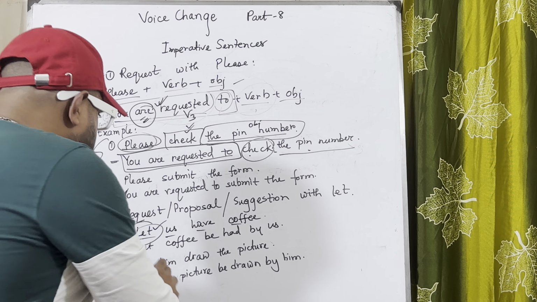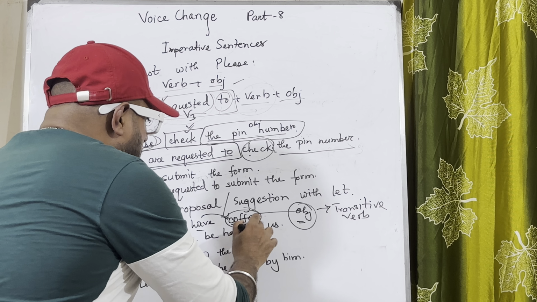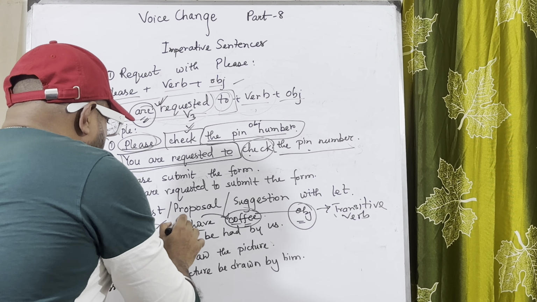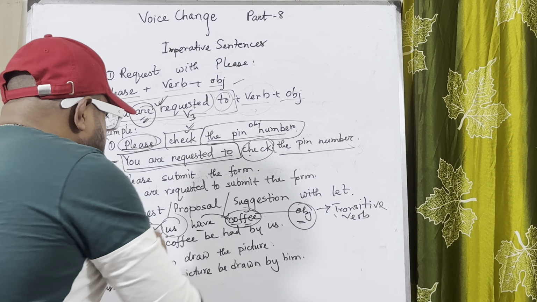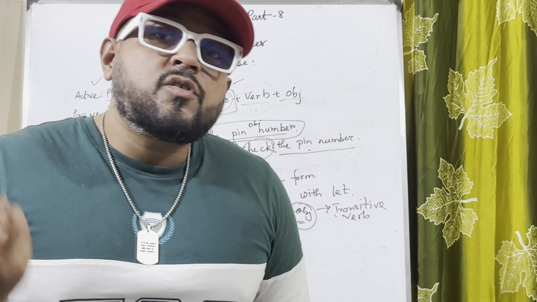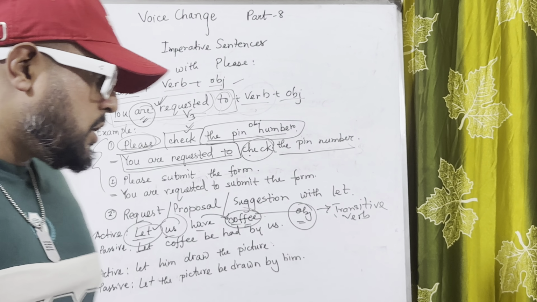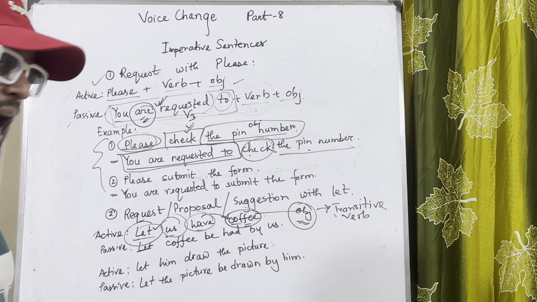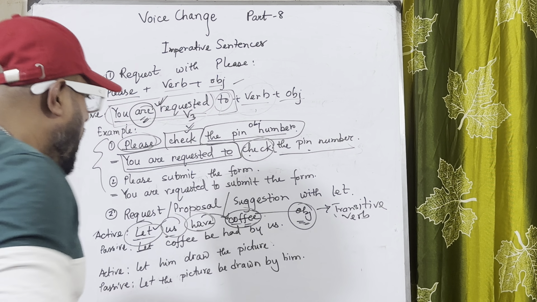Active voice always contains a transitive verb, and that transitive verb needs an object. So here "coffee" is the object of our transitive verb, and "us" in "let us" is the objective form, but it's not the object of our transitive verb. So it is very important to identify which one is the actual object of my transitive verb. Here the transitive verb is "have" and the object is "coffee".